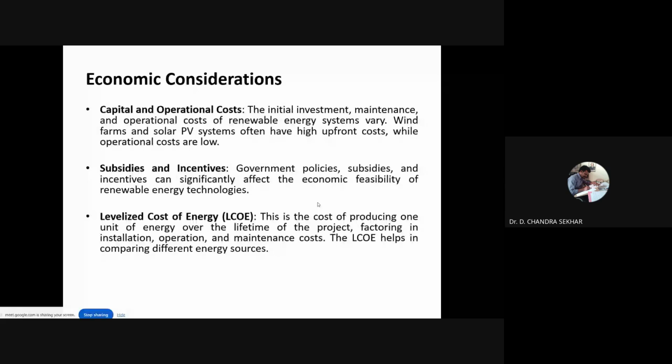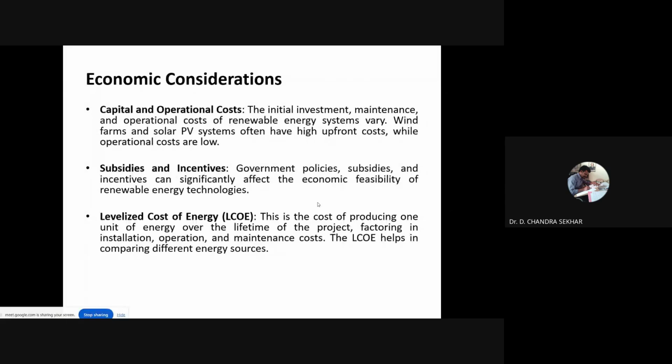And capital and operational cost, economic considerations. What are the various economic factors with grid reallocation? Capital and operational cost: the initial investment and the maintenance and operational cost of renewable energy systems vary. Wind farms and solar PV systems often have high upfront costs while operational costs are low.